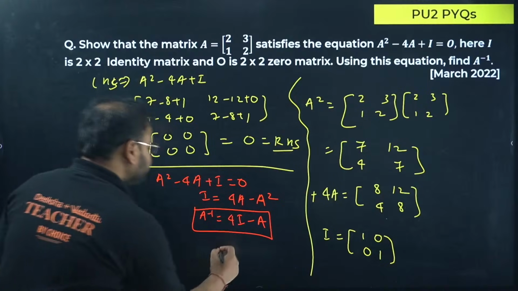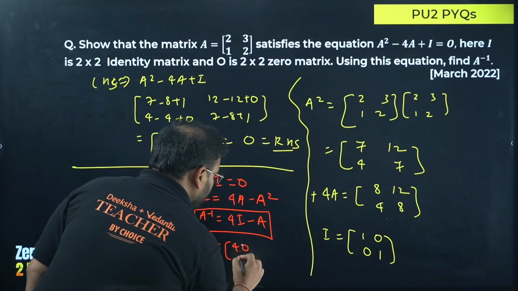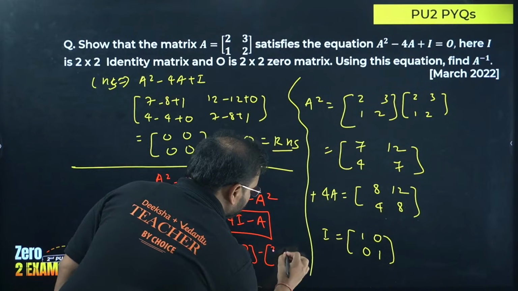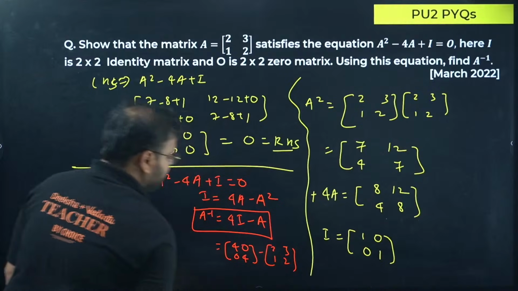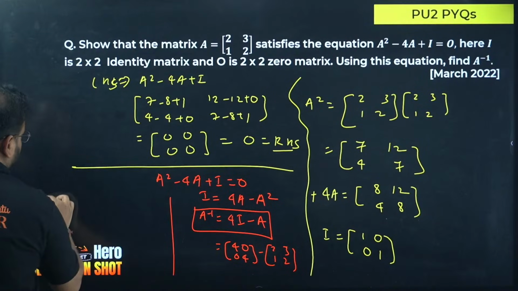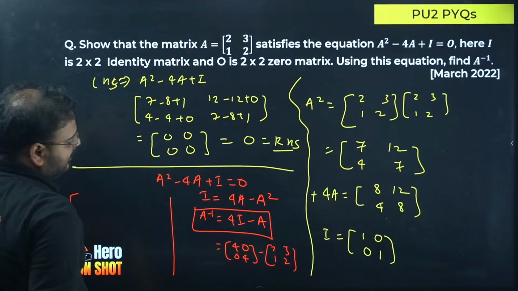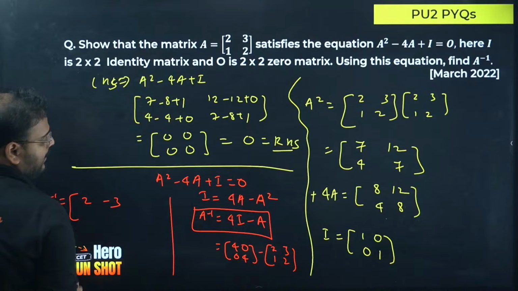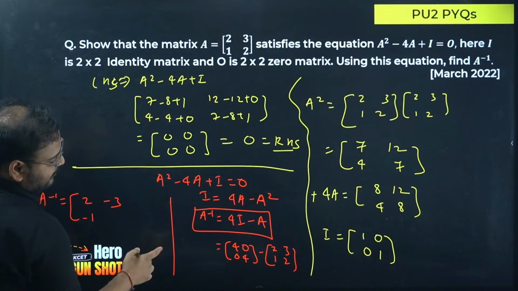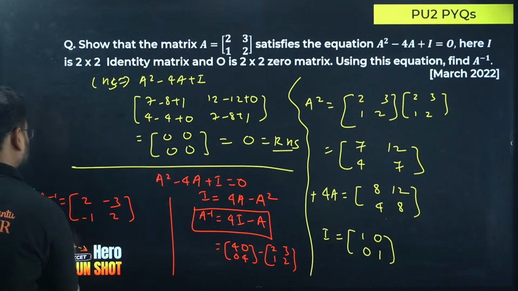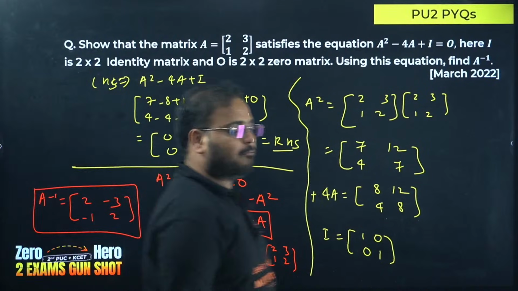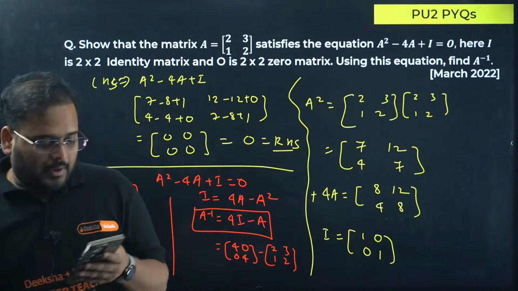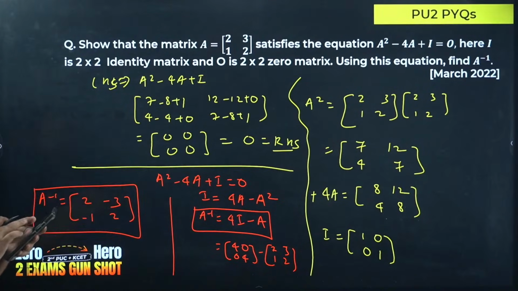What is 4 into I? 4 into I is [4, 0; 0, 4]. And what is A? [2, 3; 1, 2]. Take the difference now. You'll get A inverse as 4 minus 2 is 2, 0 minus 3 will be minus 3, and 0 minus 1 is minus 1, and 4 minus 2 is again 2. This is your answer. Have a look. 4 marker, PU2 PYQ.